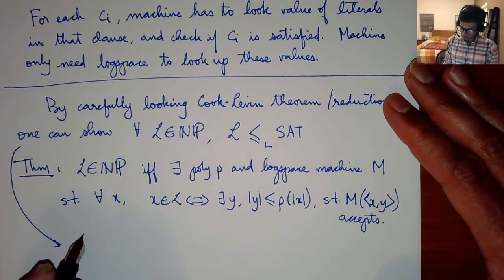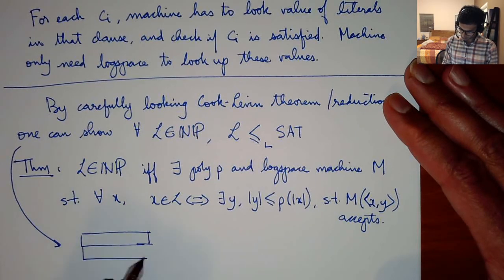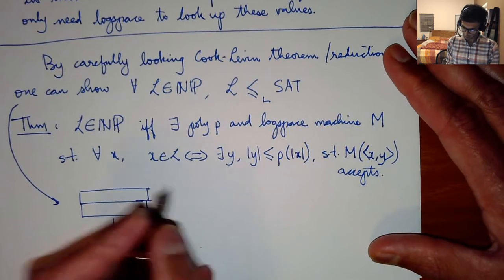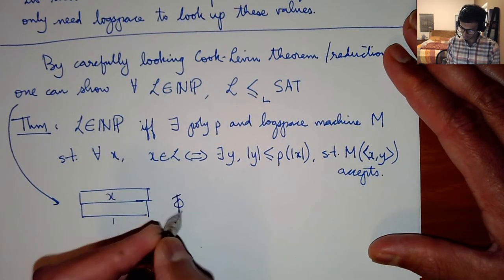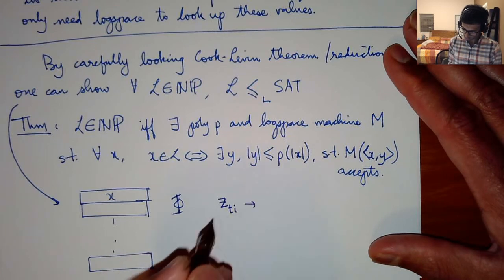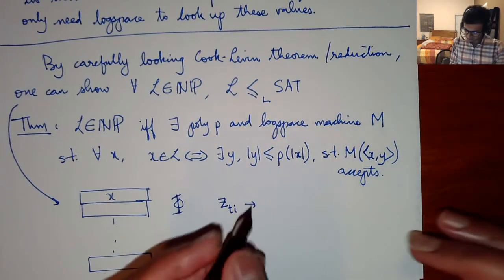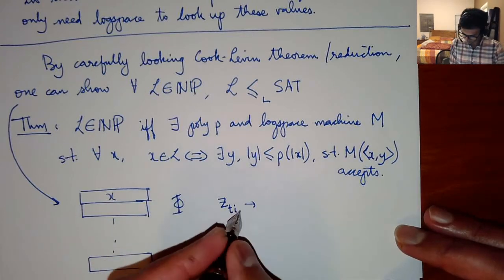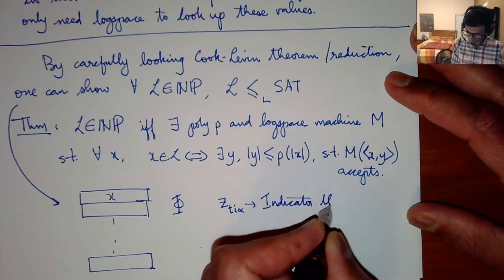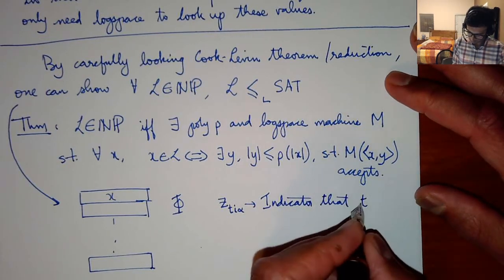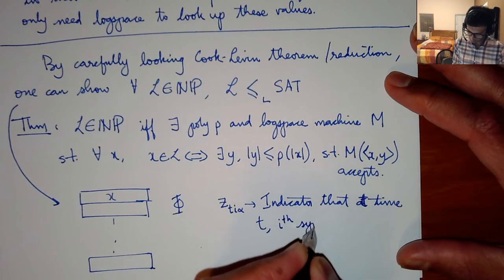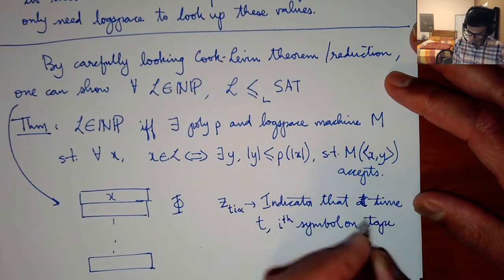If you recall, how does the proof go? It goes by this Tableau method, right? So one would construct the tableau. And so one has these variables. We're going to construct, so x is the input, we're going to construct a phi, and we're going to have these variables z_{t,i,alpha}. This is the indicator that at time t, the ith symbol on the tape is alpha.